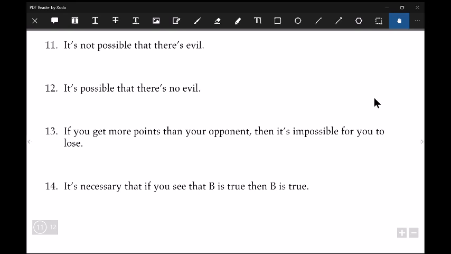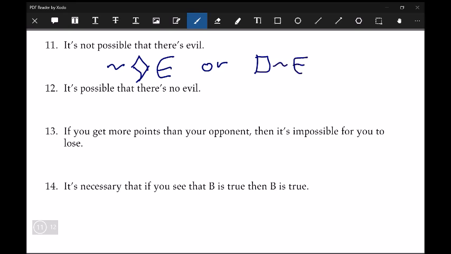It's not possible that there's evil. Okay, evil couldn't be. It's impossible. Or you could also say necessary, not evil. You have to do two ways. No, you have to do the or if it's ambiguous. Instead, just pick one.